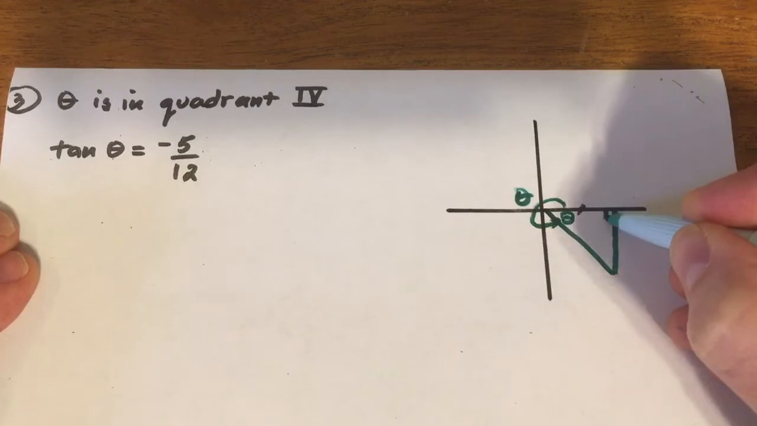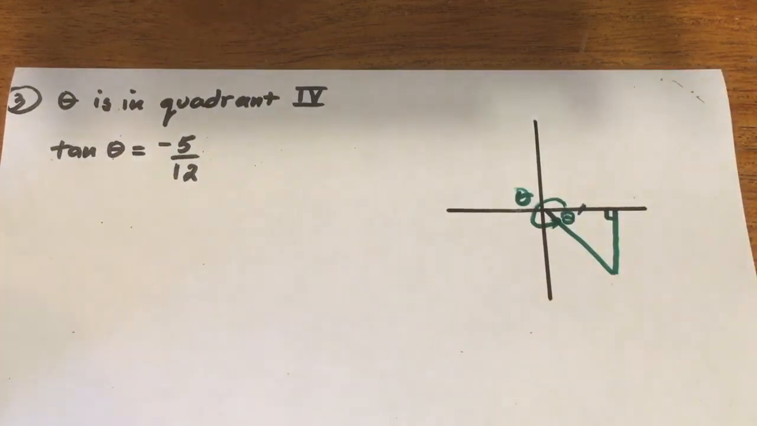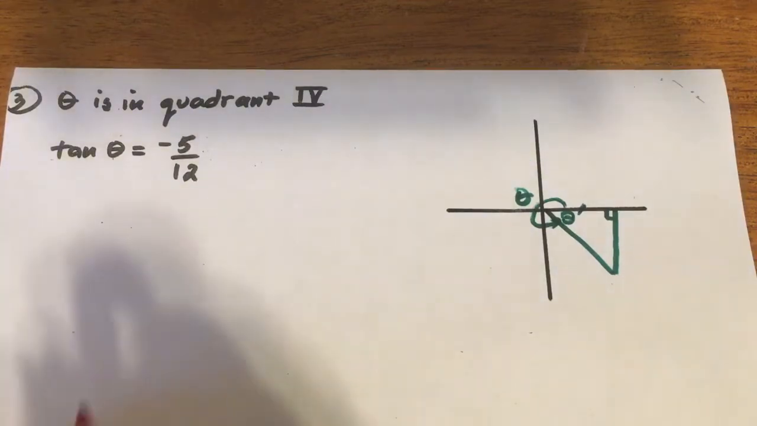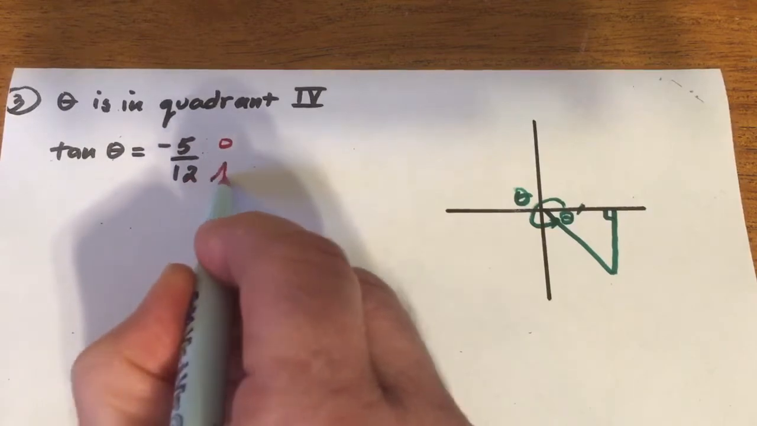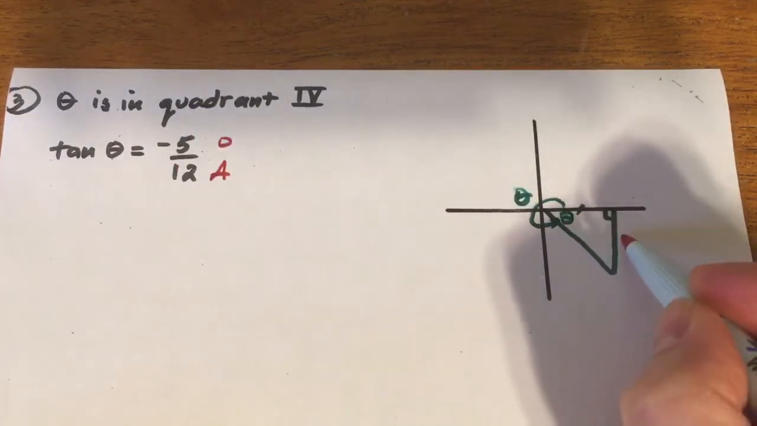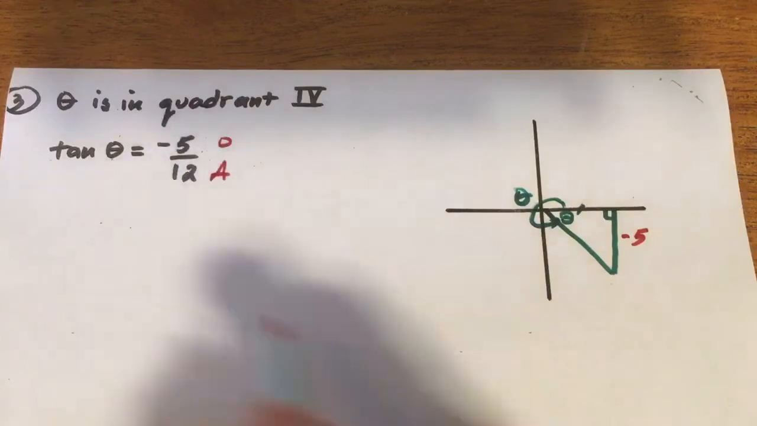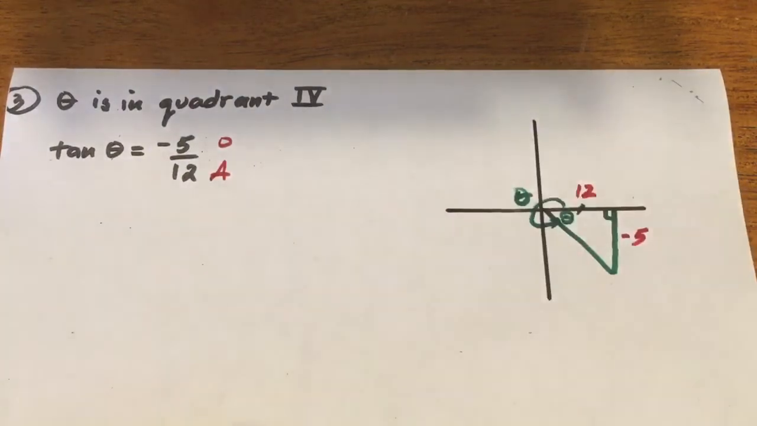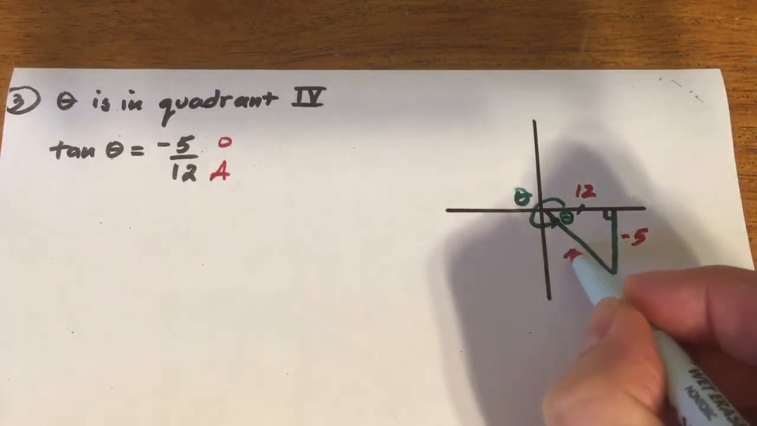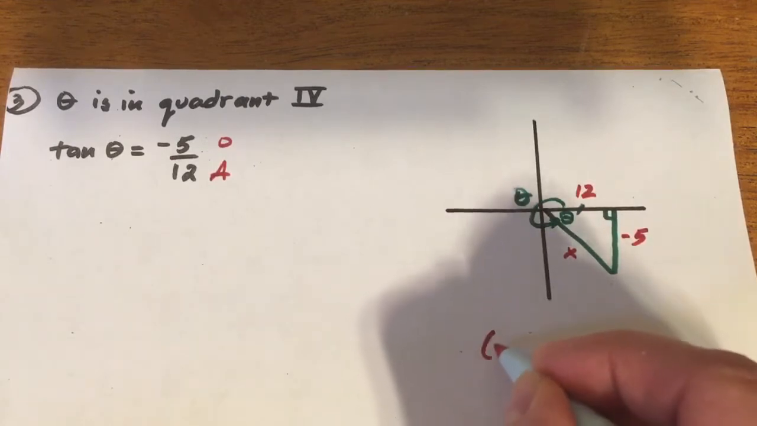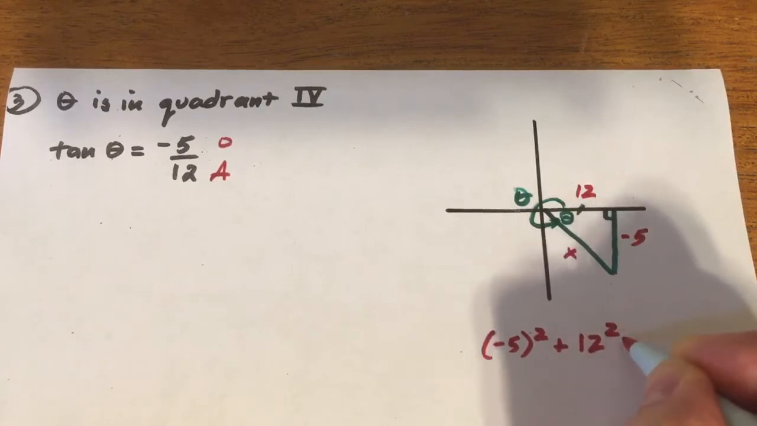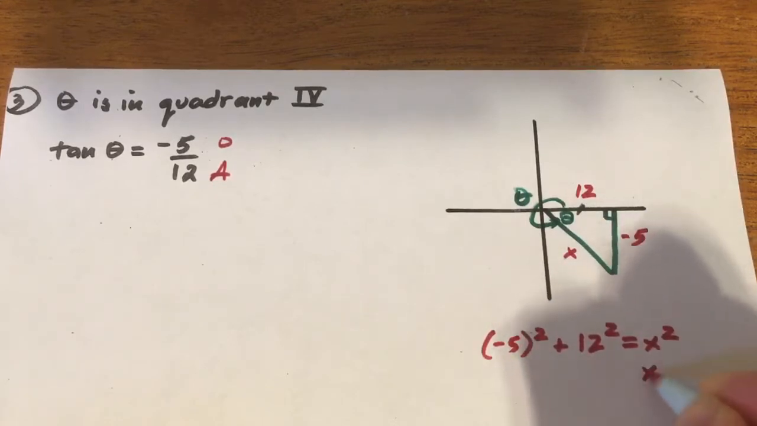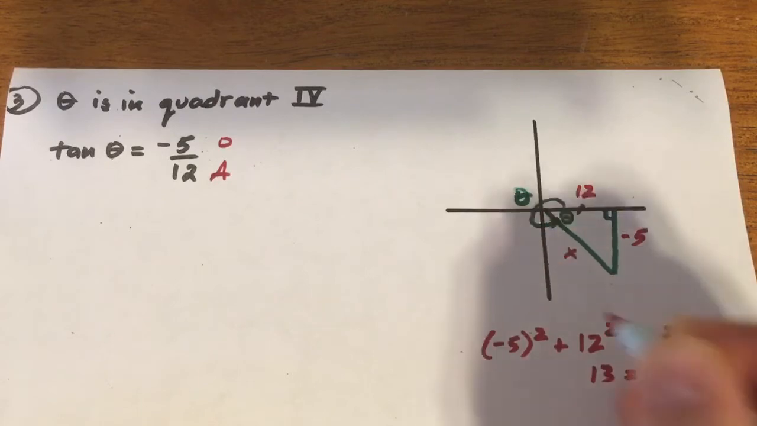We've learned about reference angles before. Now, because this is tangent, we can go ahead and label our triangle as having a negative 5 for opposite and a 12 for adjacent. So opposite is going to be negative 5, and adjacent is going to be 12. If we use our Pythagorean theorem to figure out the third side x, we can say that negative 5 squared plus 12 squared equals x squared. And doing our math, we're going to get x equals 13.